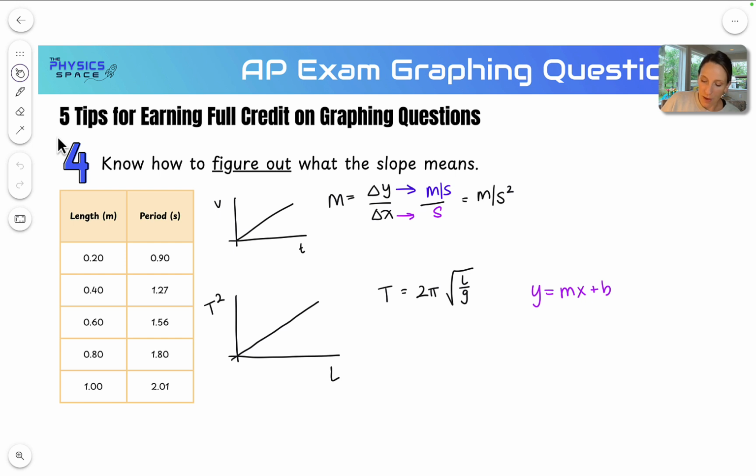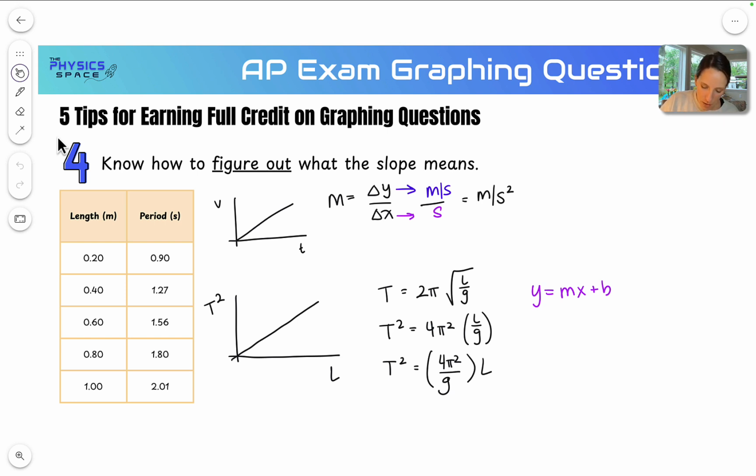So I would do something like square both sides of this equation, because I want to get L out from under the square root and away from g. So t squared equals 4 pi squared times L over g. And I'm going to separate that out in a slightly different way, where I have 4 pi squared over g times L.